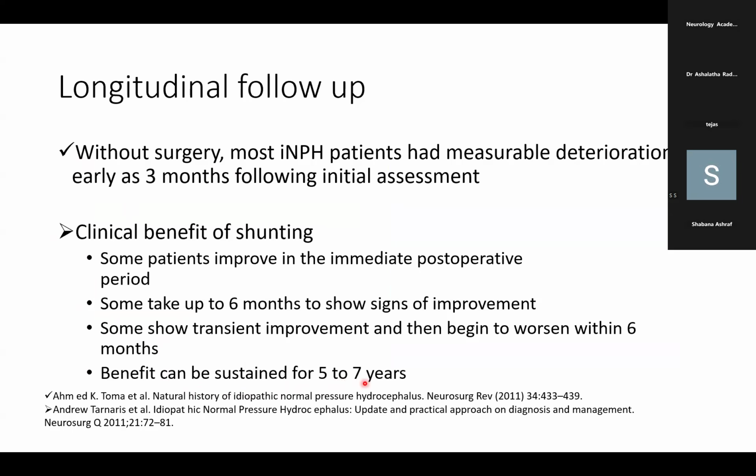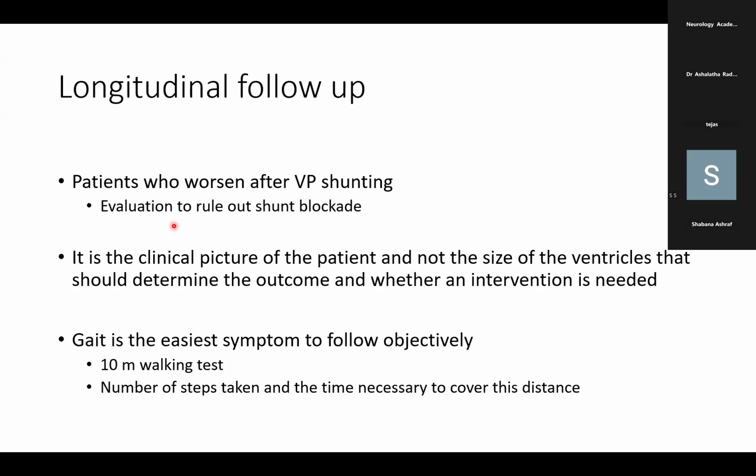in patients who have been given ventricular shunting. In patients who worsen even after ventriculoperitoneal shunting, we have to evaluate to rule out any possible shunt blockage. It is the clinical picture of the patient and not the size of the ventricles that should determine the outcome and whether an intervention is needed or not.